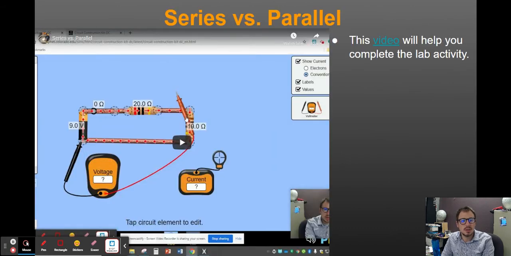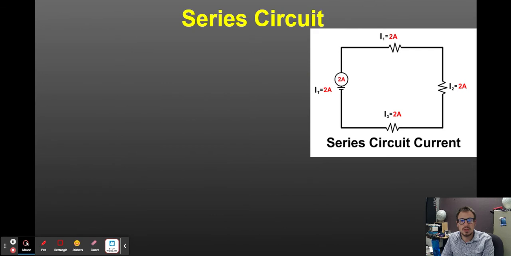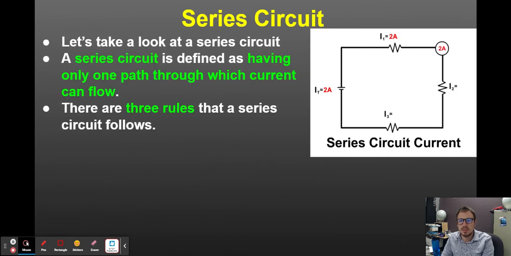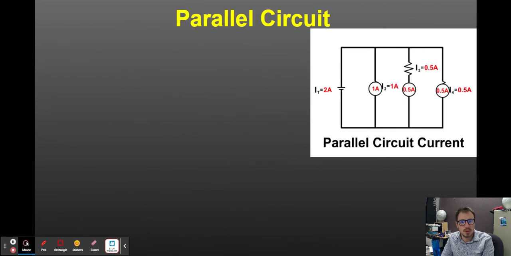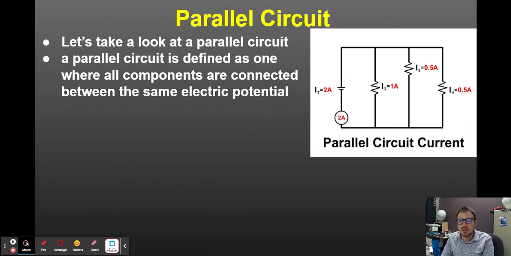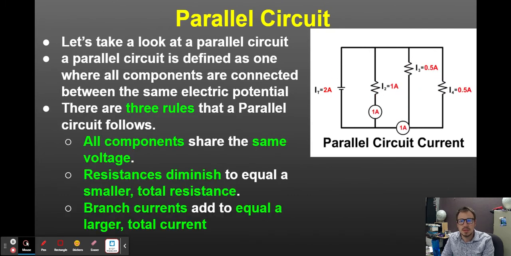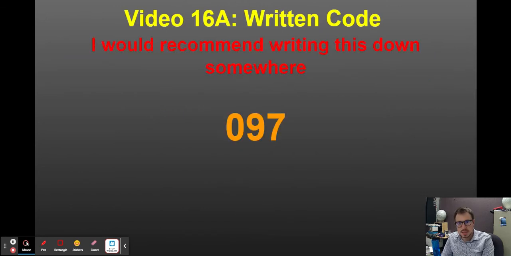Then the next day we learned about series versus parallel circuits. A series circuit has only one path through which the current can flow. A parallel circuit is defined as one where all components are connected between the same electrical potential. So those are the links for that day. And at this moment, this is the 16A written code. I recommend you write this down somewhere.